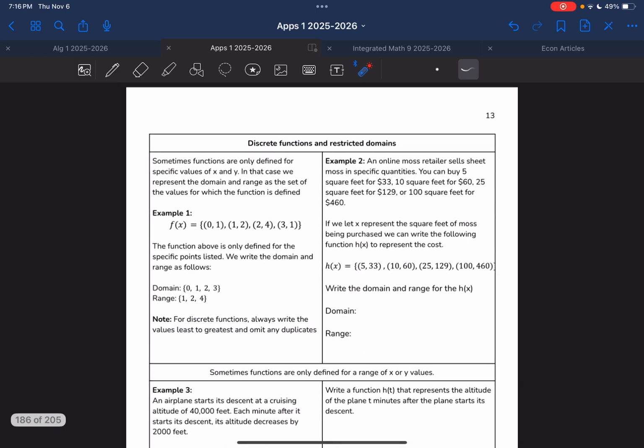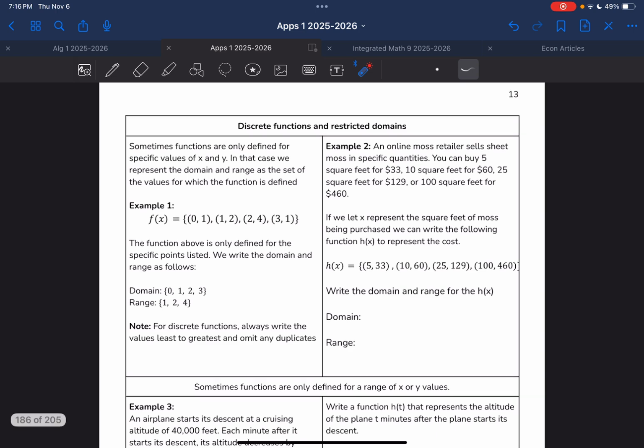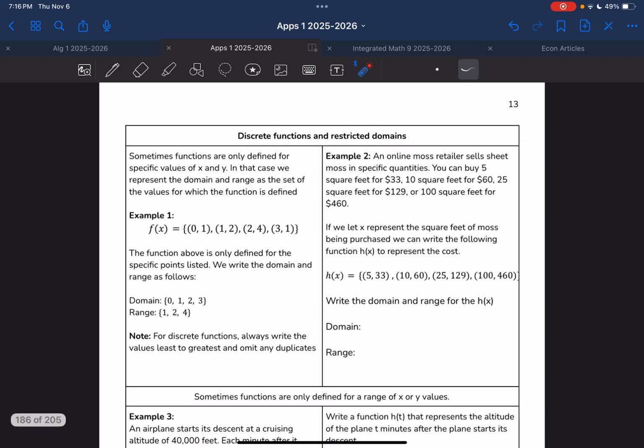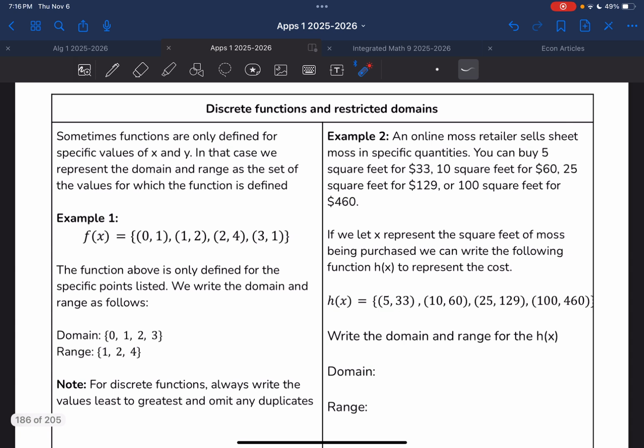All right, on page 13, besides the restrictions that come from the equation, there are also some places where the domain will be restricted by the context of the problem. One case where this could happen is if a function is discrete, right? Not all functions are defined for a range of x values.